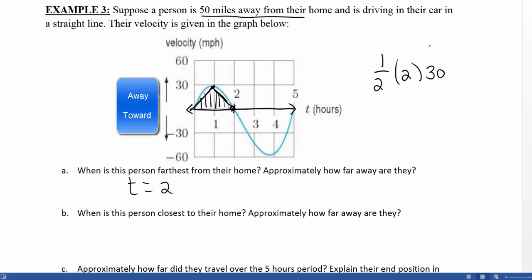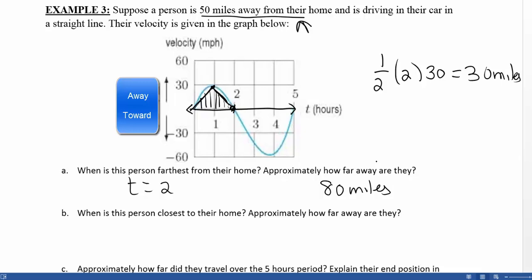So the hours units are going to cancel, and I'm going to get 30 miles. So remember, I started 50 miles away. Now I went another 30 miles away. I'm driving away from my home, which means that at time equals 2, I am 80 miles away from my house. The 50 miles from before I started measuring, plus the 30 miles that I gained from time equals 0 to time equals 2.